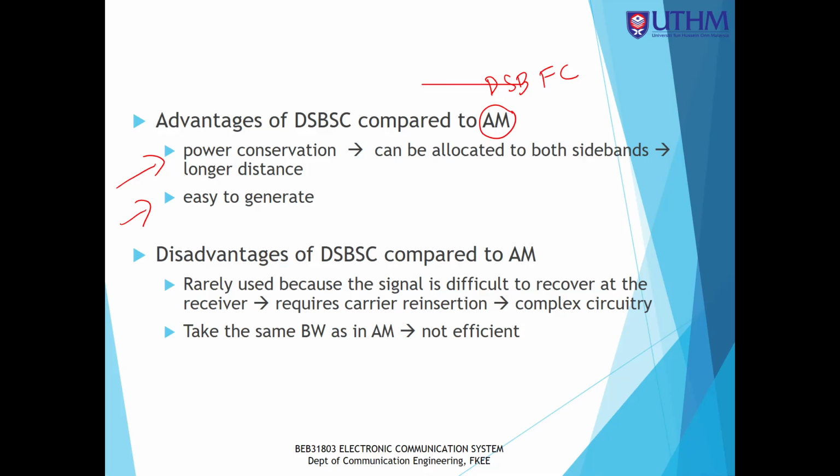The carrier doesn't contain any information, so if we suppress the carrier, because most of the power is contained in the carrier component, that means we can conserve the total output power. And then in terms of disadvantage, again, rarely used because the signal is difficult to recover at the receiver, requires carrier insertion, complex circuit. And another thing is that the bandwidth is still the same as double sideband full carrier.